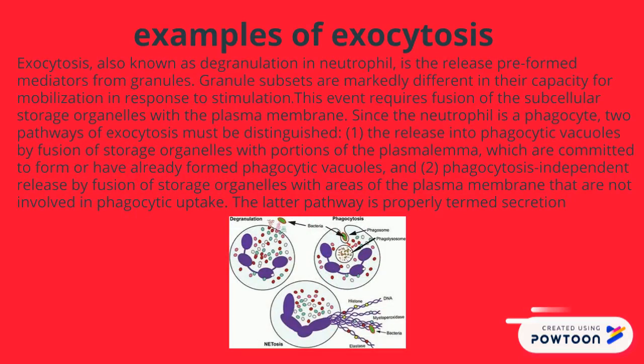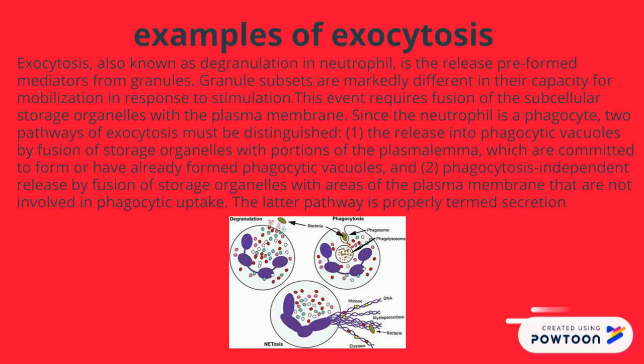Exocytosis, also known as degranulation in neutrophils, is the release of preformed mediators from granules. Granule subsets are markedly different in their capacity for mobilization in response to stimulation. This event requires fusion of the subcellular storage organelles with the plasma membrane. Since the neutrophil is a phagocyte, 2 pathways of exocytosis must be distinguished.